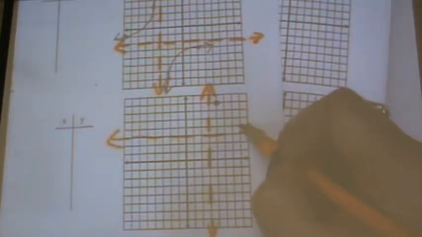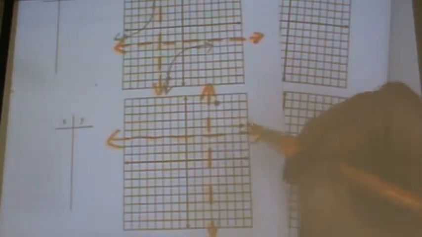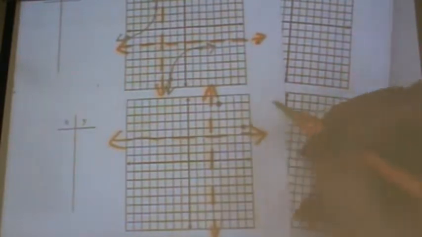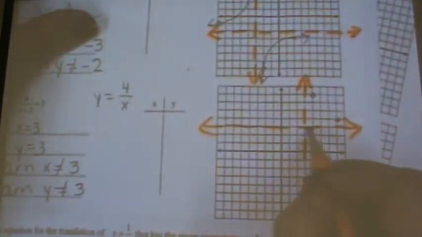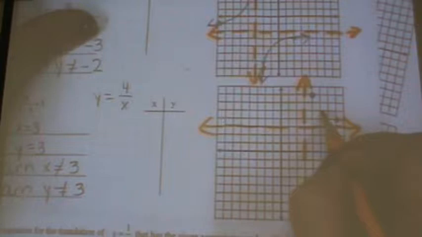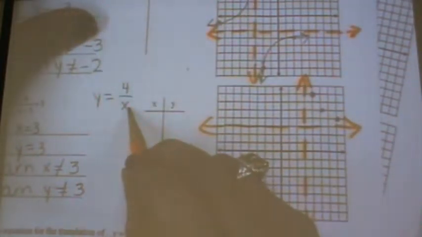Now could you give me another point to make it even better? So pretend like this is your origin. Here's your parent function, y equals 4 over x. If you went over 2, you would go up 2. Why? Because 4 over 2 is 2. So 2, 2. Does everyone understand that? Yeah. Okay. You could have done the same for that one.